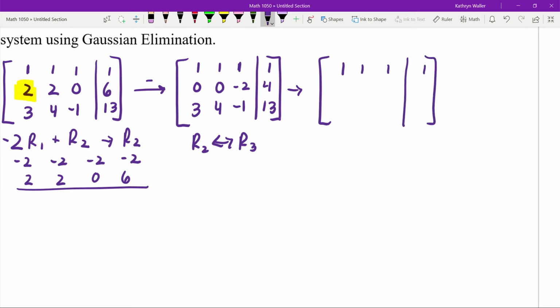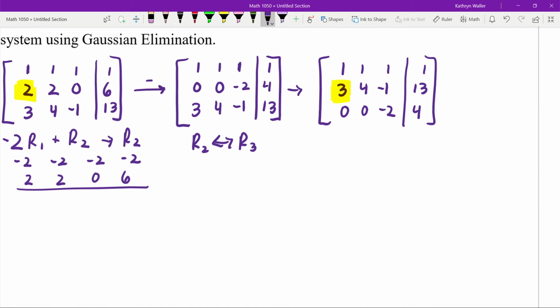Switch row 2 and row 3. So now I have 3, 4, -1, 13. Underneath that, 0, 0, -2, +4. Now I'm almost done, because the 3 zeros I'm supposed to have are in the corner, and the only one that's not a 0 is that one. Yes, I went out of order. Once in a while, going out of order makes sense. Not usually, but this is one where it makes sense.